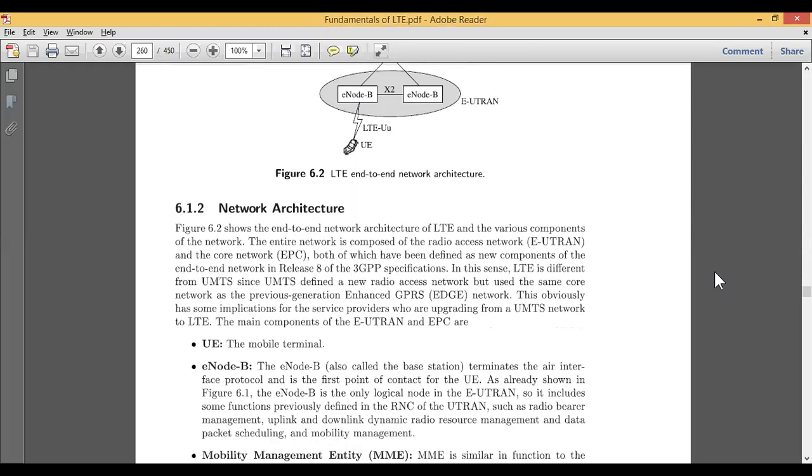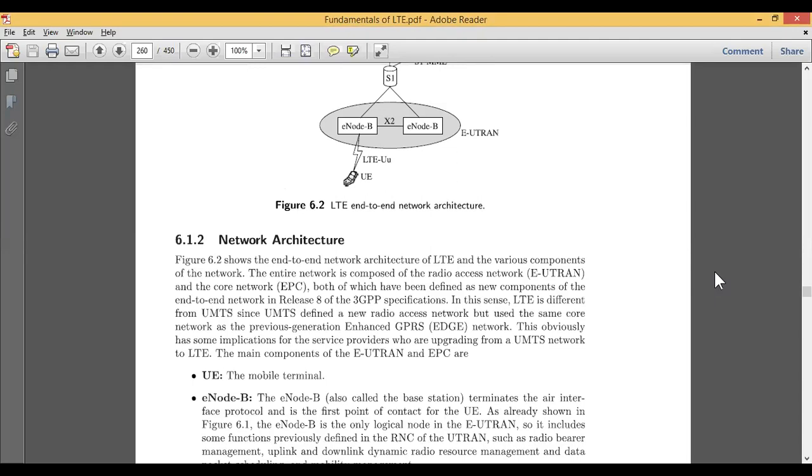Okay, now if you look at this particular block diagram, we have the UE, which usually belongs to your mobile phone. Technically we call it a user entity or user equipment, or simply a mobile terminal. That mobile terminal will always be roaming, or it is mobile, it can be portable. Then we have the E node B with the X2 interface.